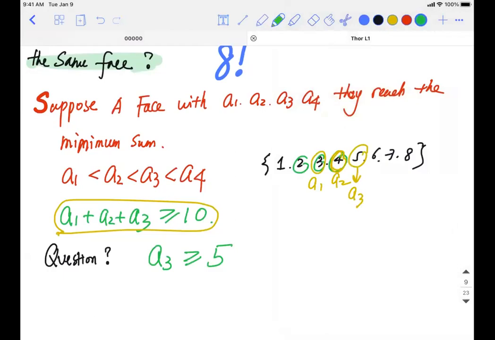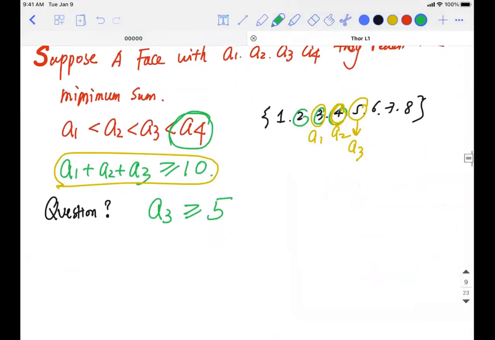And don't forget, A4 should be greater than A3, right? So if A3 is greater or equal to 5, then what about A4? Who can tell me? What is the bottom line for A4? Felix? 6. Right. A4 will be greater or equal to 6, right? This is very understandable.